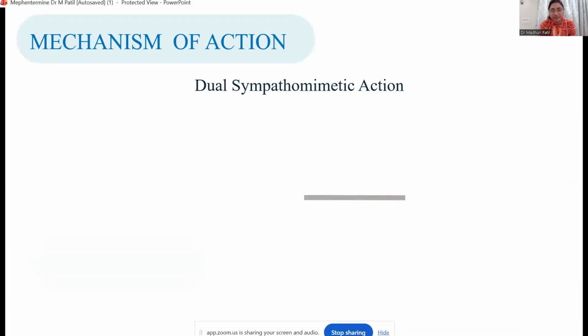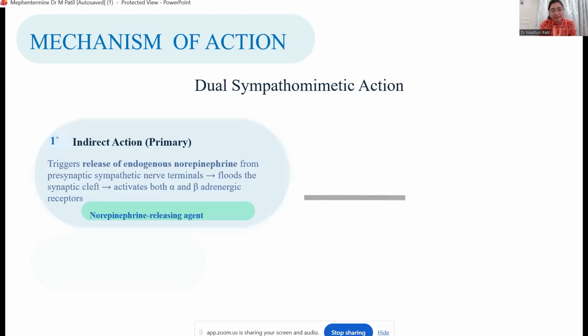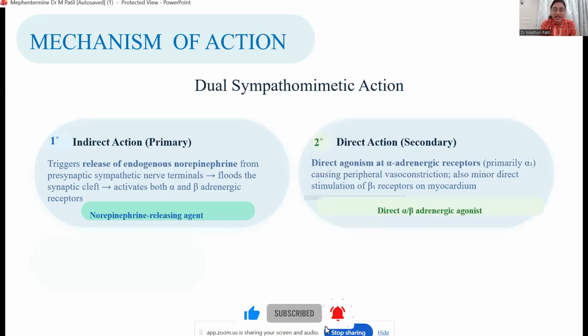What is the mechanism of action? Methamphetamine has a dual sympathomimetic action. Its primary action is indirect. It triggers the release of endogenous norepinephrine from the presynaptic sympathetic nerve terminals, and it floods the synaptic cleft, which activates both alpha and beta 1 adrenergic receptors. Its direct action is secondary: direct agonism at alpha adrenergic receptors, causing peripheral vasoconstriction, and it also has minor direct stimulation of beta 1 receptors on myocardium.